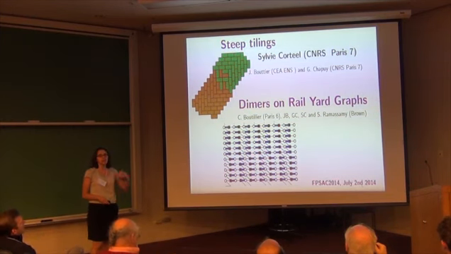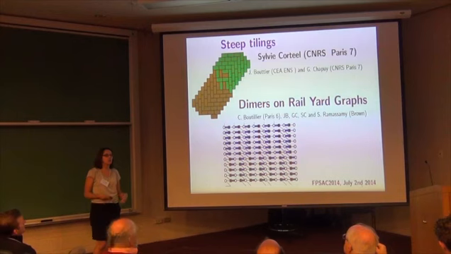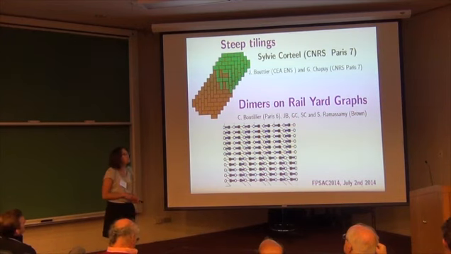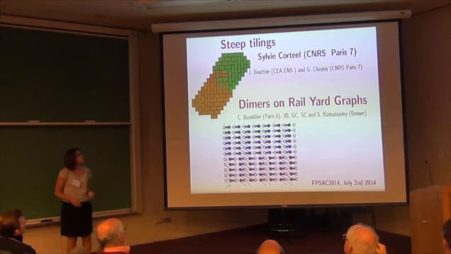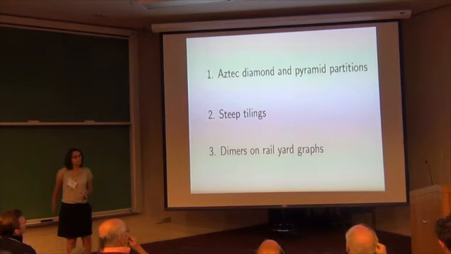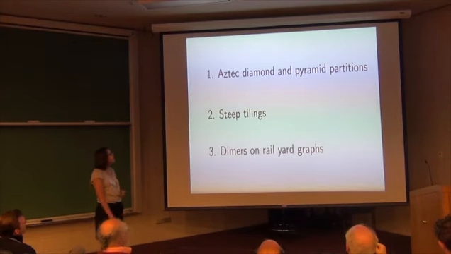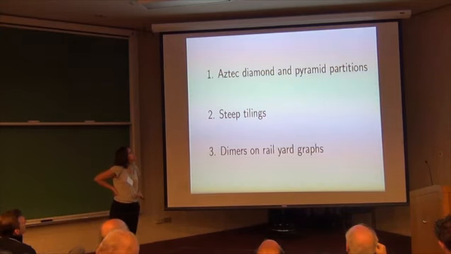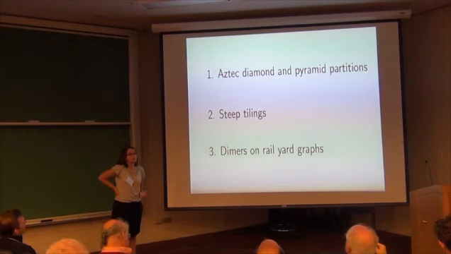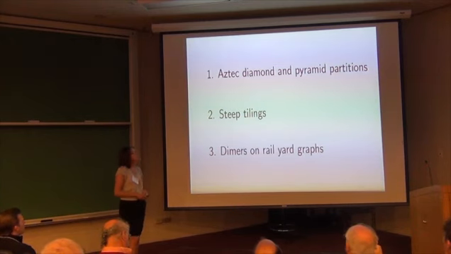So before I go to these general objects, I'm going to try to give you a warm-up on how we got to those objects. My talk will be in three parts. You already know two of them. The first part is going to be about the Aztec diamond, the tilings of the Aztec diamond, and the pyramid part.